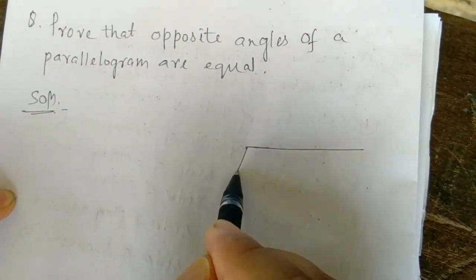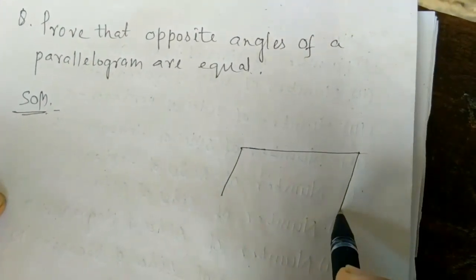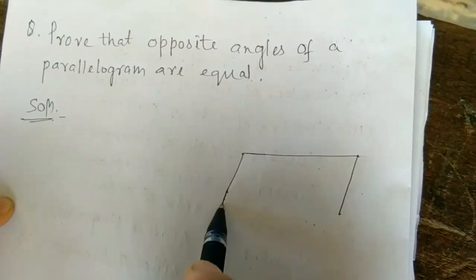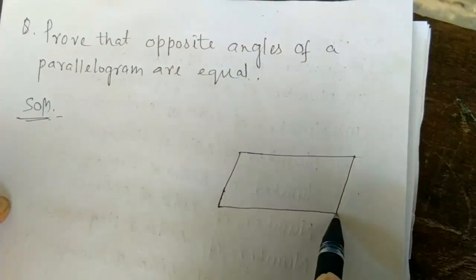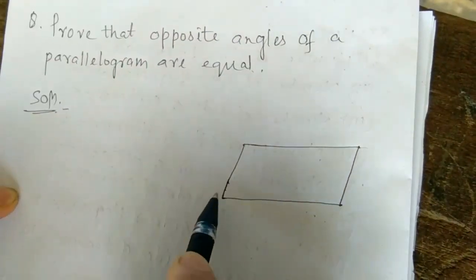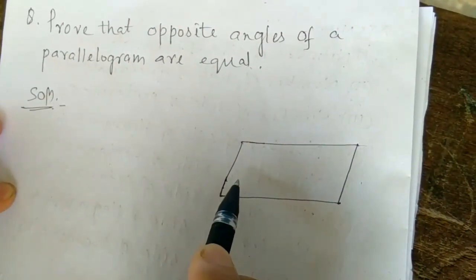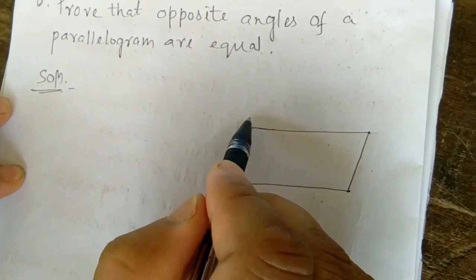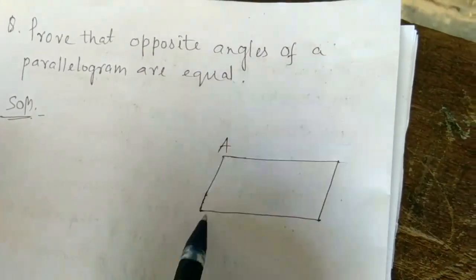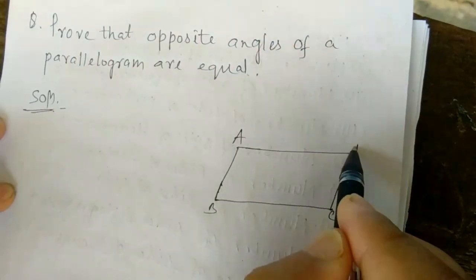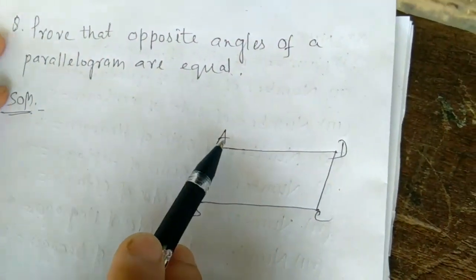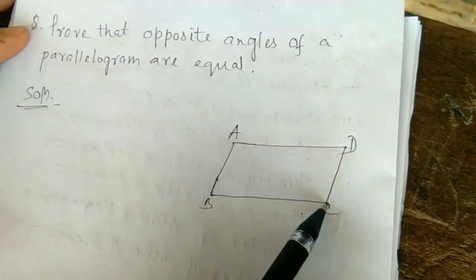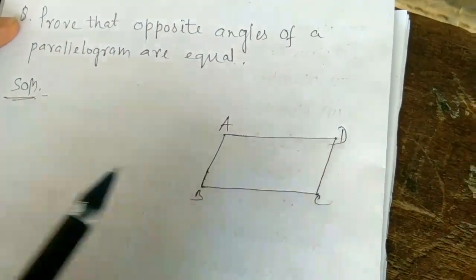You draw with pen and pencil. Use a scale. Okay, nicely you do the figure. I have drawn it by freehand, my figure is not perfect, but you do it at home nicely, using pencil and scale. So ABCD is a parallelogram. We have to prove opposite angles are equal. We have to prove angle A equals angle C and angle B equals angle D.